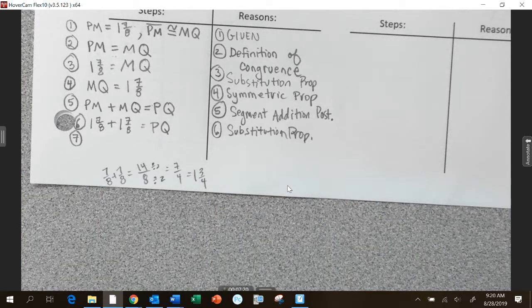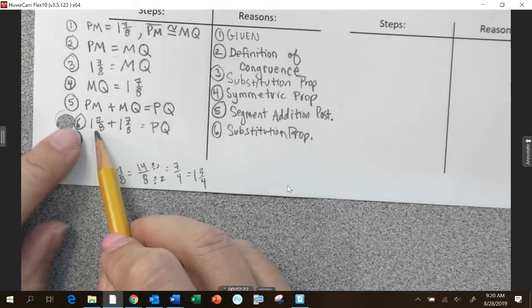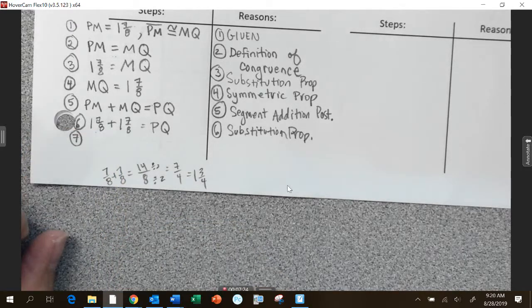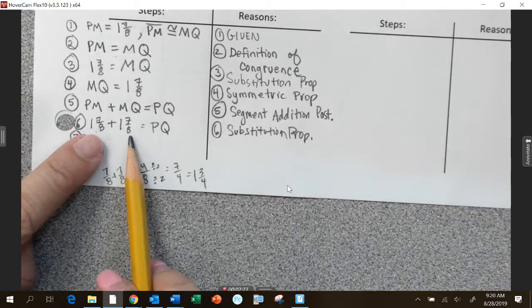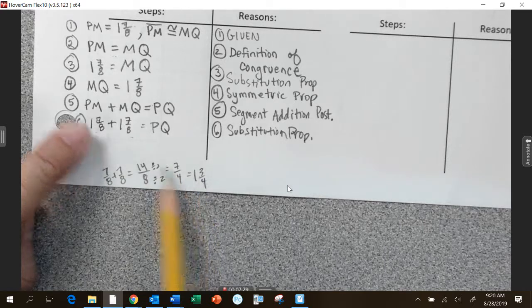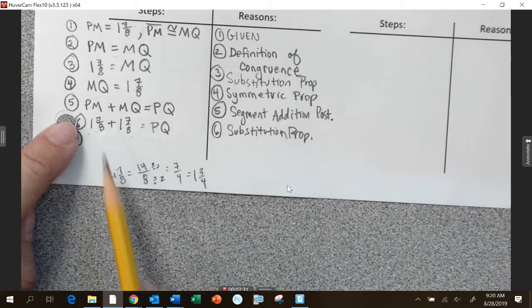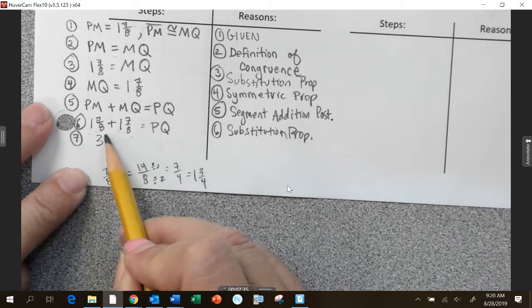Okay. So I'm adding 1 7/8 plus 1 7/8. Just the 7/8 parts gave me 1 3/4. I still have the 1 and the 1. What's my answer going to be? 3 3/4.